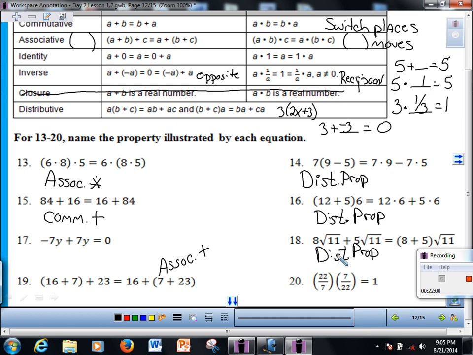The only two I didn't do are number 17 and 20, so here they go. -7 plus 7 equals 0. Whenever you get to a 0 or a 1, that is some type of inverse. Since I'm using addition, this is called the additive inverse.